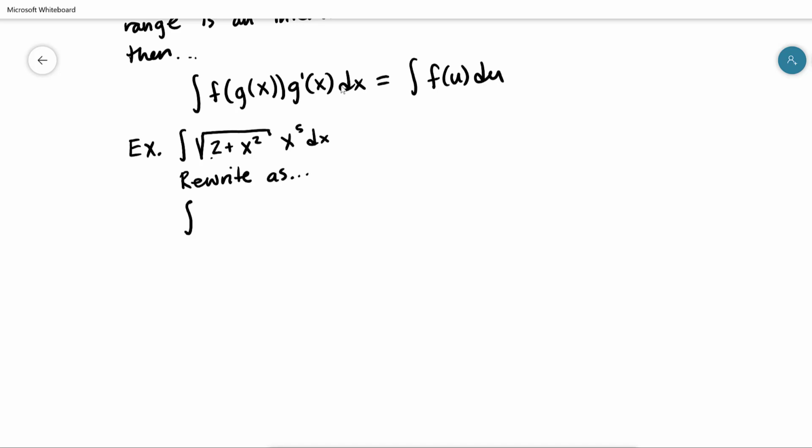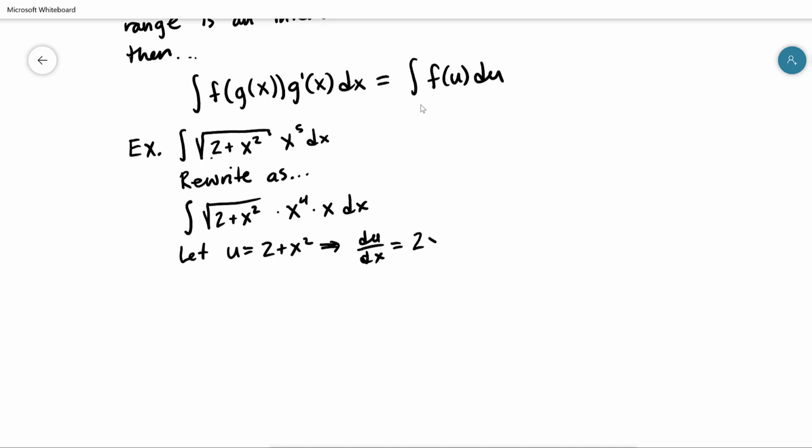as the integral of the square root of 2 plus x squared times x to the 4th times another factor of x dx. I've split that x to the 5th up so that now I am going to have the x, which will wind up being the derivative of this piece over here. And so now let's do that substitution. Let's let u be equal to 2 plus x squared. And if u is equal to 2 plus x squared, then du dx, its derivative, is going to be equal to the 2x, and du will be equal to 2x dx. So far, so good.